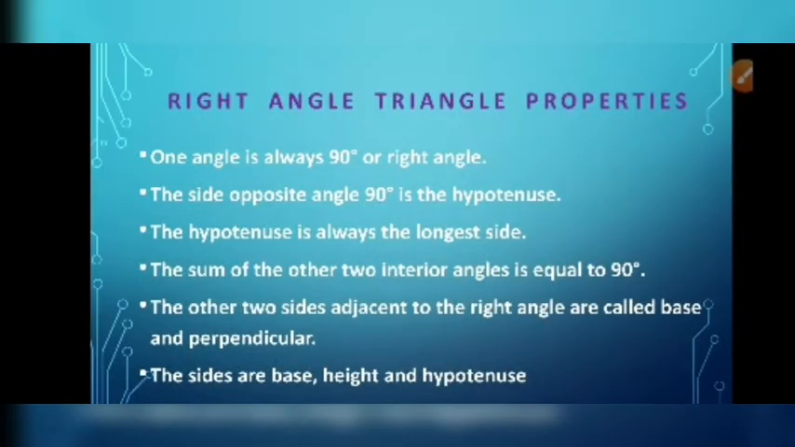Right angle triangle properties. One angle is always 90 degrees or right angle. The side opposite angle 90 degrees is the hypotenuse. The hypotenuse is always the longest side. The sum of the other two interior angles is equal to 90 degrees. The other two sides adjacent to the right angles are called base and perpendicular. The sides are base, height and hypotenuse.